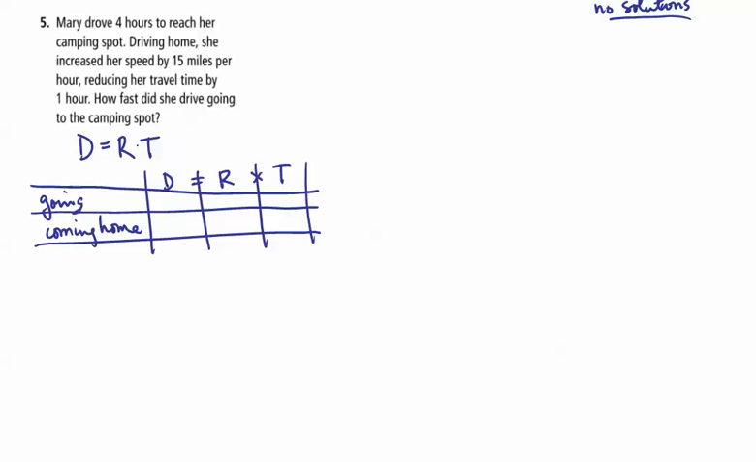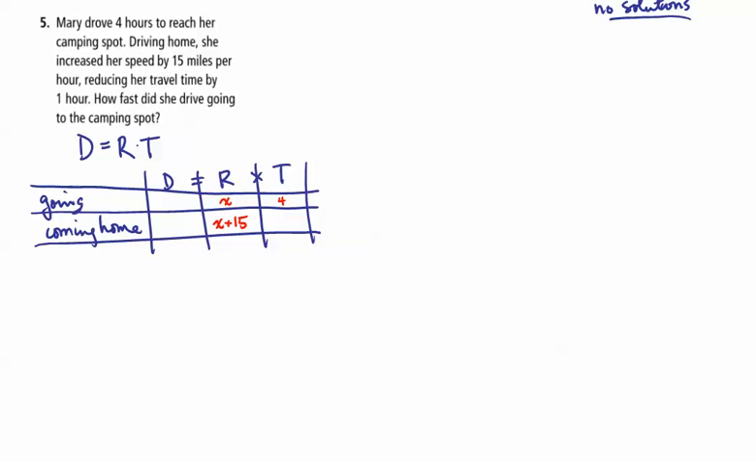So it says Mary drove 4 hours to reach her camping site. So 4 hours, that's a time, and that's going to the camping site. Driving home, she increased her speed by 15 miles per hour. So coming home, we don't know how fast she was going when she was going to the camping spot. So I'm going to call that X. But we do know that when she was coming home, she increased her speed by 15 miles per hour.